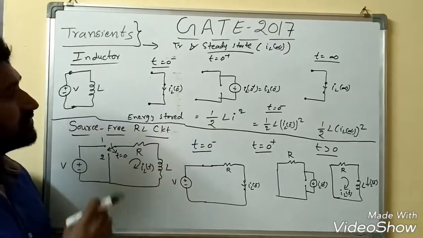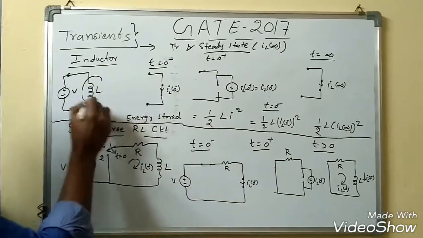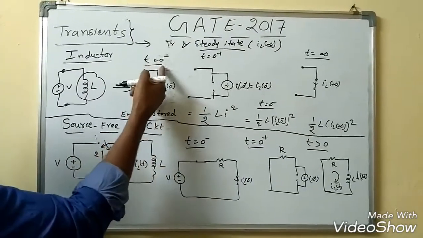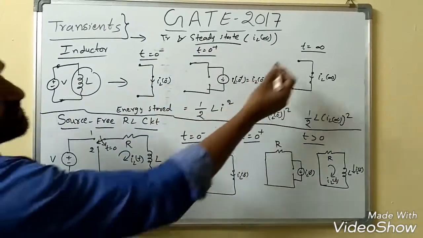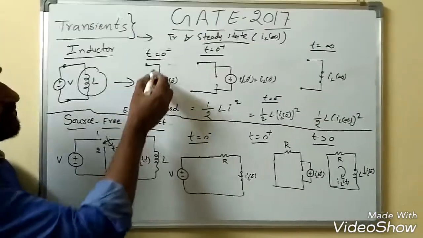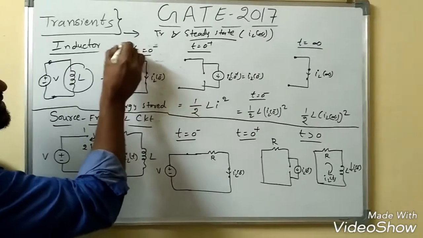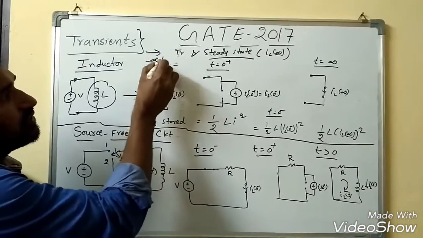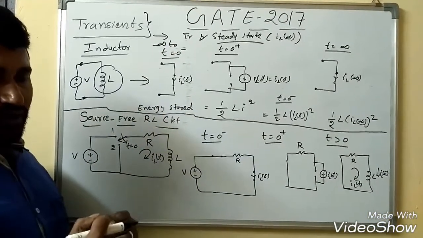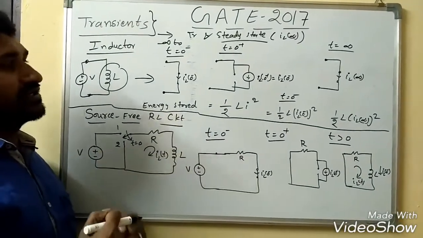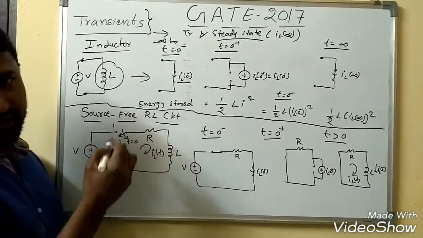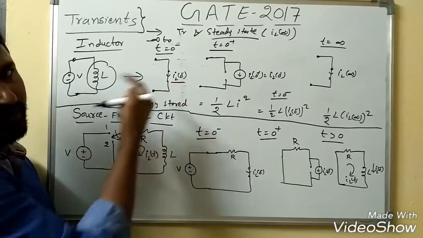Now in the previous lecture we have seen how the inductor will behave at t equal to 0 minus, t equal to 0 plus, and t equal to infinity. I told you at t equal to 0 minus, it is nothing but minus infinity to 0 minus. That means it has reached its steady state, so the current should be finite. So that current I am taking as IL of 0 minus.